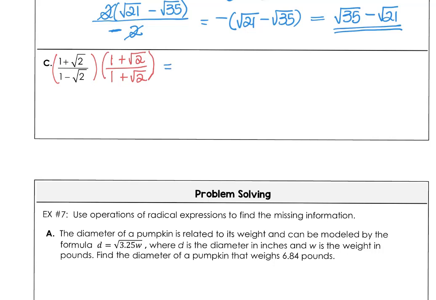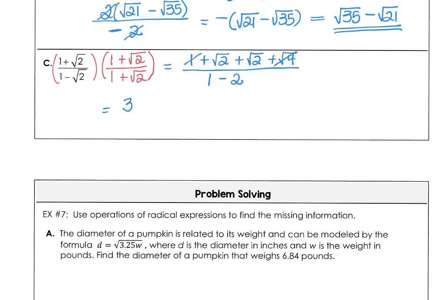And on the top we have 1 plus the square root of 2 plus the square root of 2, and then square root of 2 times square root of 2 is square root of 4. And then on the bottom, we only care about the outside in the last term, so 1 times 1, and then negative square root of 2 times negative square root of 2. So this is going to simplify to be 1 plus 2.